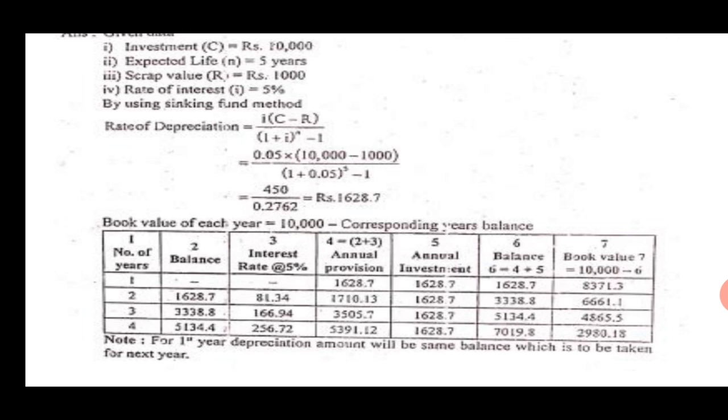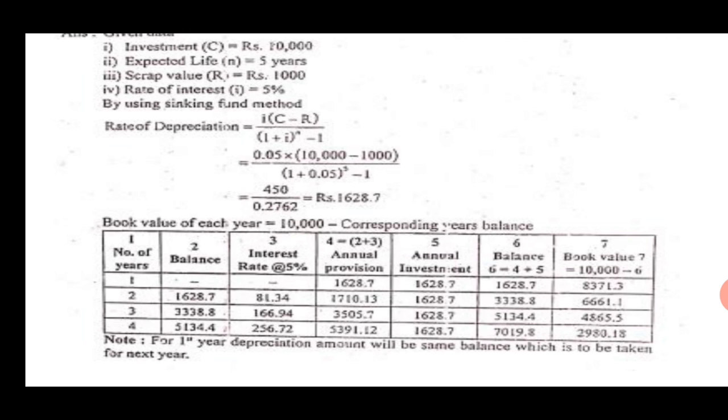Now coming to the third year, this 3338 rupees, whatever was the balance, comes as the balance because that much amount is available now. In the first year you had kept 1628 rupees. Then next year you kept 1628 plus 5% interest, that is 81 rupees, totalling 1710 rupees, and this 1710 rupees added to the 1628 becomes 3338. This amount is kept in the bank, so it will again fetch 5% interest. So 3338 into 0.05 is 166 rupees.